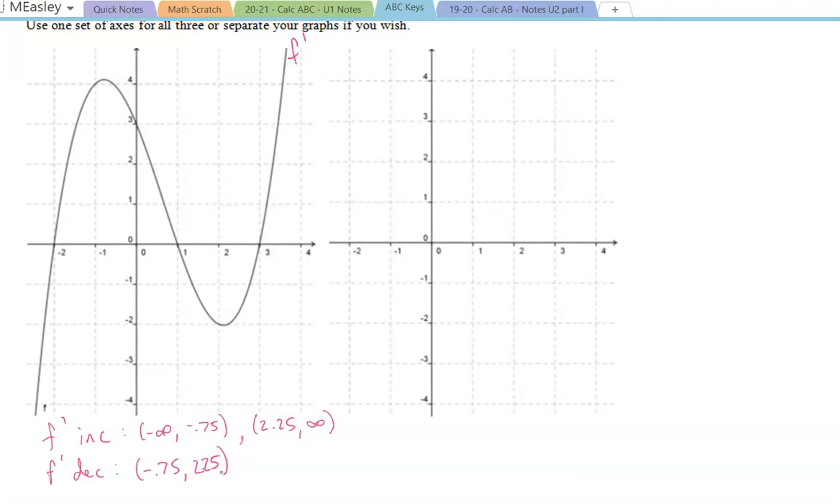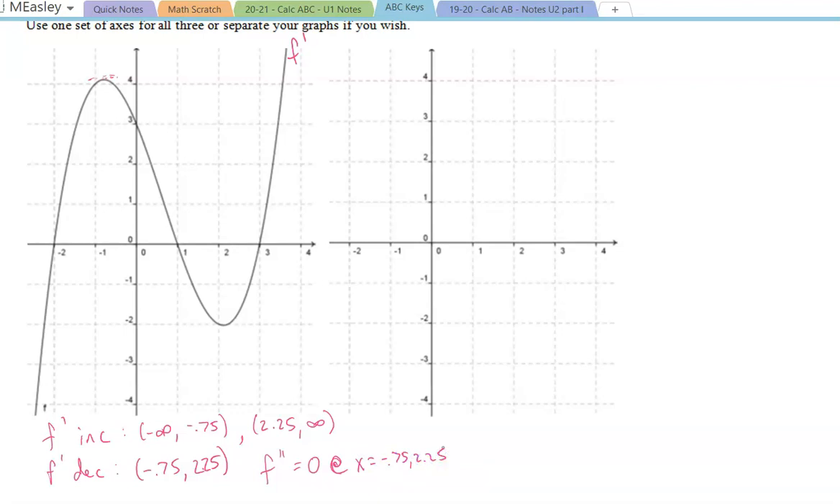Okay, and then we also know that we have a max at negative 0.75-ish. In other words, this has a horizontal tangent line right here. So f double prime is going to equal 0 at those extrema on f prime. So at x equals negative 0.75 and about 2.25. Okay, so let's go ahead and graph those because that gives us some points.